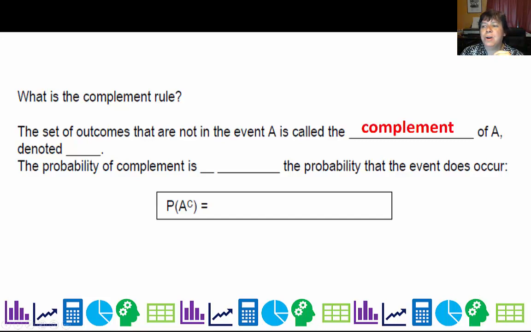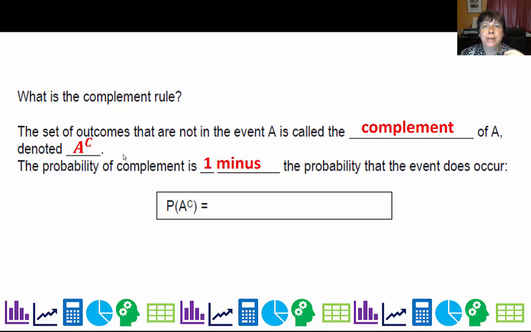So, the set of outcomes that are not in the event A, so you have event A, and then you have whatever is left, not A. That's called the complement of A and it's denoted A with a little superscript C. The probability of the complement is always 1 minus the probability of the event.